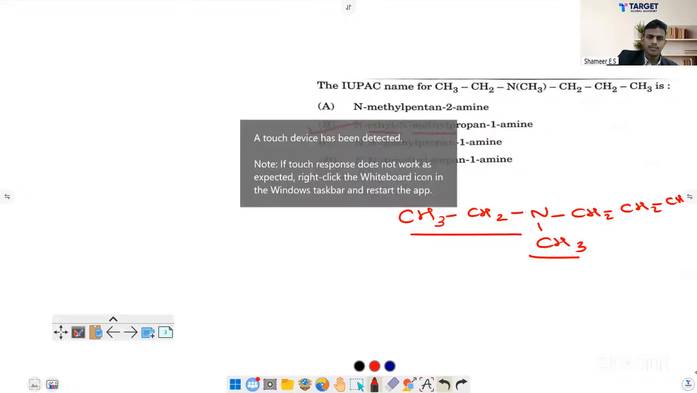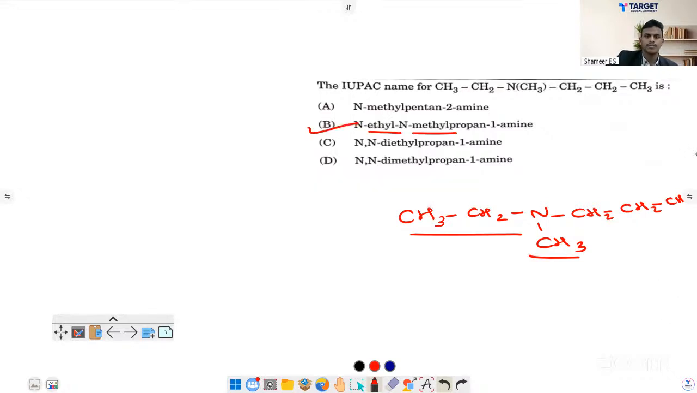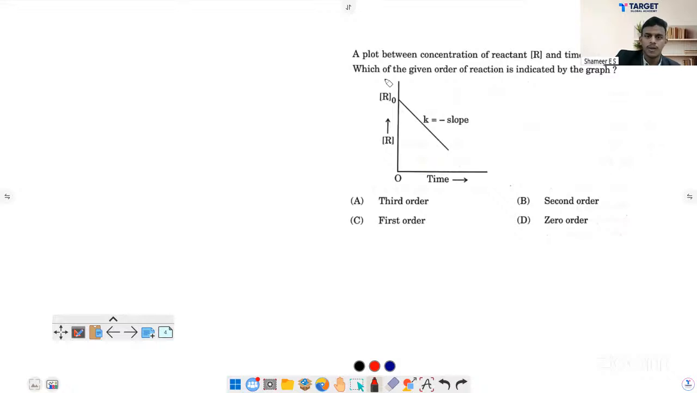Next. The plot between concentration of reactant R and time T is shown below. Which order of reaction is indicated by the graph? This is from chemical kinetics. This is actually a zero order reaction, right? R is on the y-axis, T on the x-axis. The equation is k equals R0 minus R divided by t, where R0 and R are the concentrations.